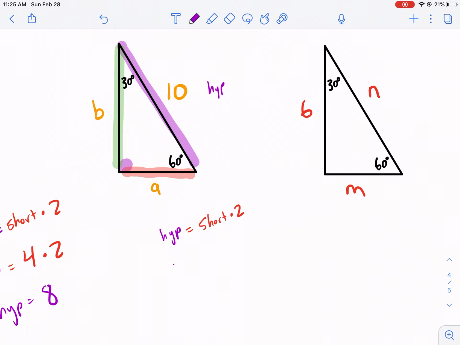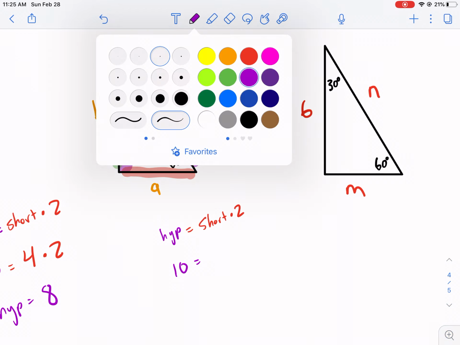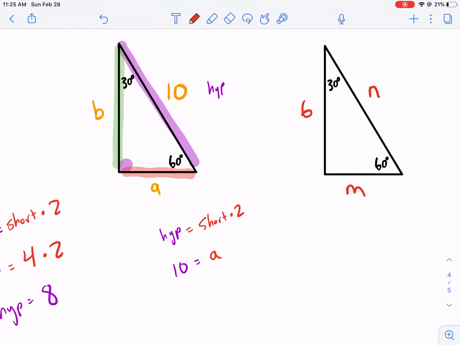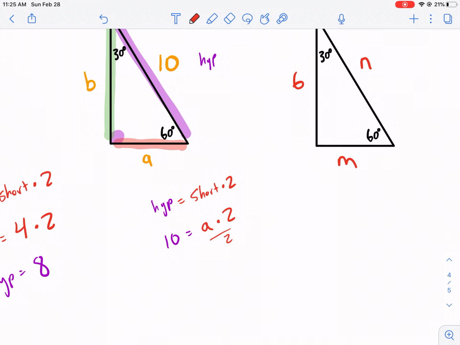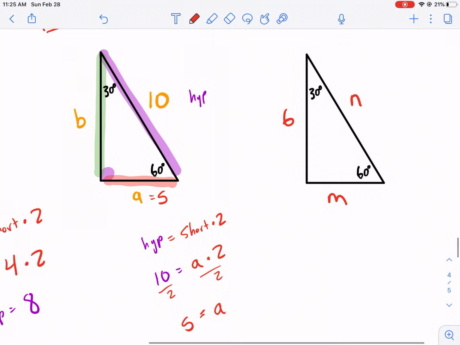This time we have the hypotenuse. We know it's equal to 10. We want to find the short side. It's called a. And we know it's times 2 to get to the hypotenuse. So now we just solve for a by dividing by 2 to both sides. A equals 5. We take 10 divided by 2 and we get 5. Okay? I know this is my short side, by the way, because it's opposite the 30 degrees.